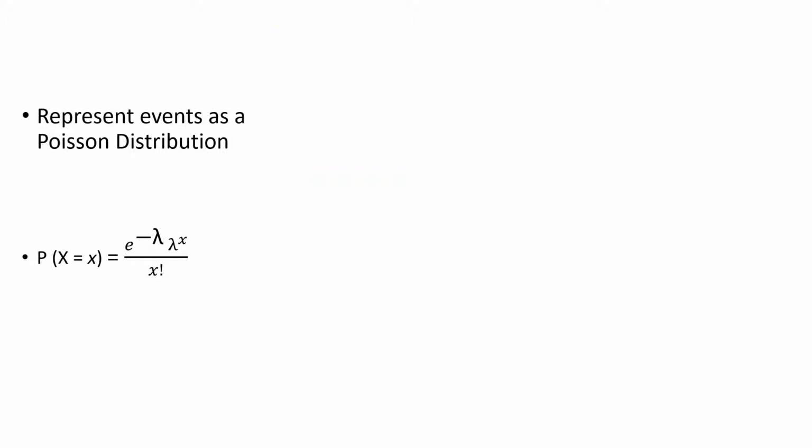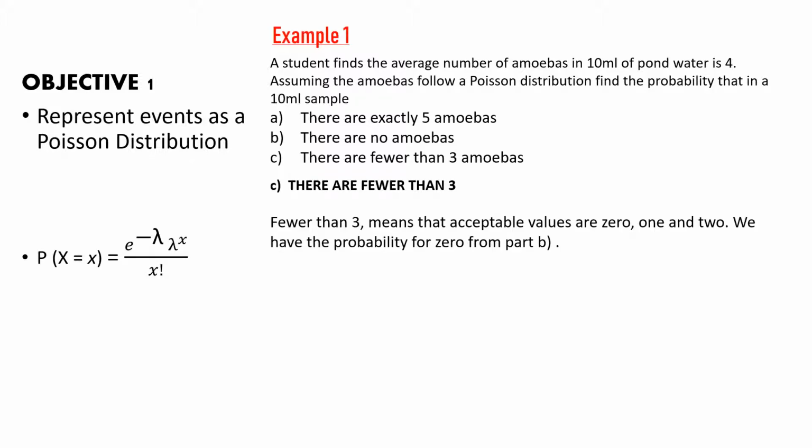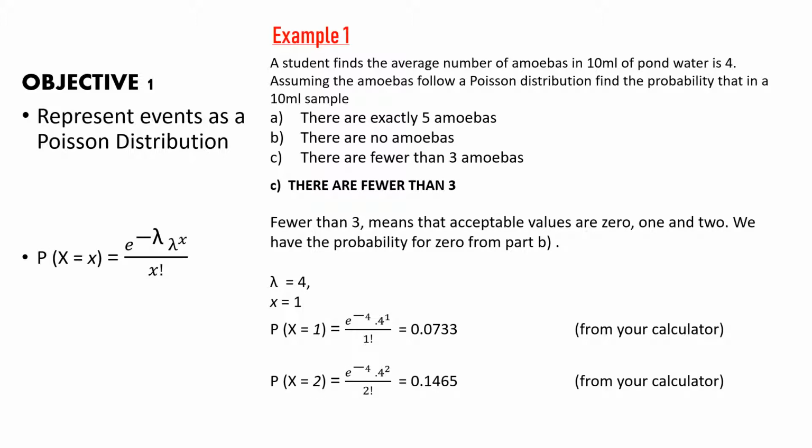The last part of the question is to find the probability that there are fewer than 3. Fewer than 3 means acceptable values would be 0, 1, or 2. We already have the probability for 0 from part B, so we just need to work out the other two. We need the probability for x equal to 1, which you can type into your calculator like so. Lambda is still 4 and x is 1, and we get 0.0733. For 2, we replace the x with a 2 and we get 0.1465. You should get the subsequent values that follow there.